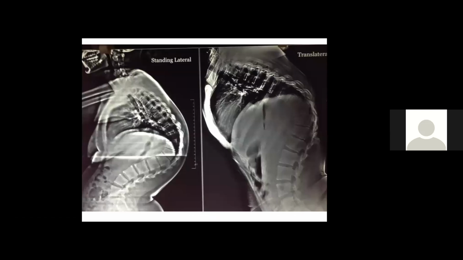So what will be your plan in this case, Ram? T10 or 11. So we might have to do a pedicle subtraction osteotomy. T10 is the apex. A pedicle subtraction osteotomy at the apex, and two levels above, Ponte osteotomies. Okay. Prince, do you want to add something else?